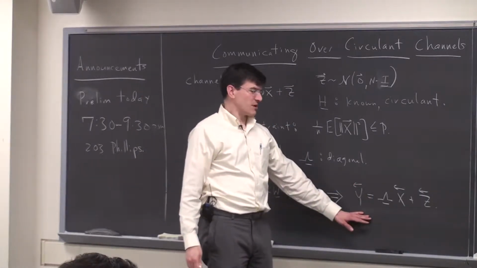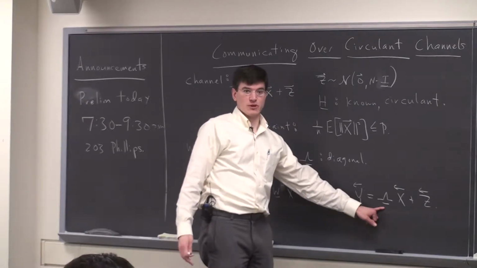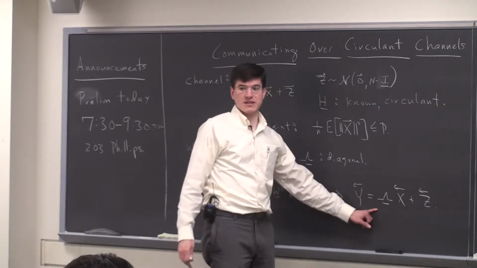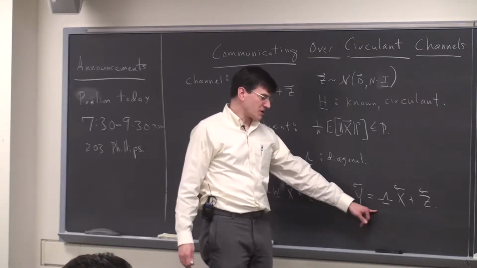So in the DFT domain, you have no ISI, because this lambda is diagonal. That's why we do it, that's why we transition from here to here. It eliminates the ISI, at least among the samples. It creates a bunch of other issues, though, which we talked about last time.